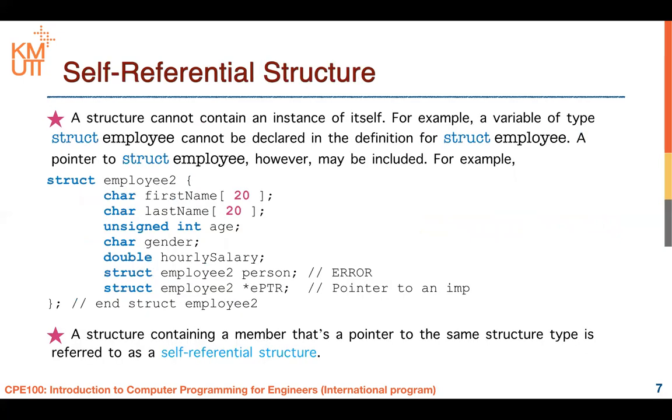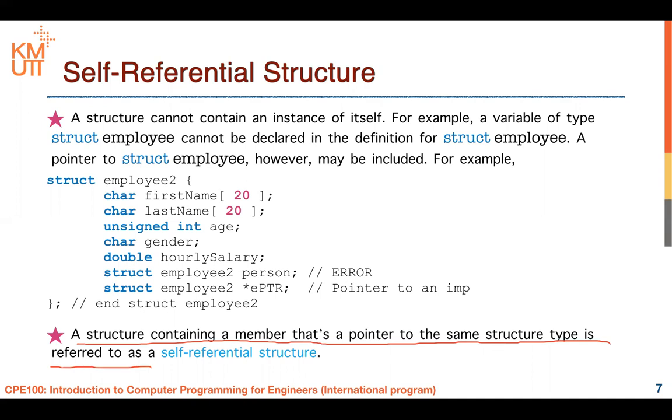And there's a question, is it possible that we have a structure and define a nested structure? Because we have the nested loop, right? We have an object inside an object. So is it possible to have a self-referential structure? What does it mean by self-referential structure? It means that the structure contains a member that is a pointer to the same structure type.